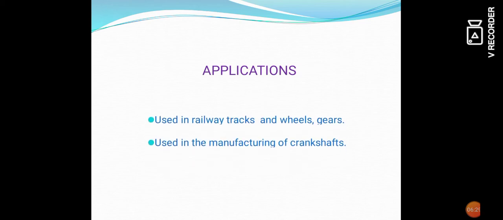Now let us see the various applications of medium carbon steels. The medium carbon steels are used in railway tracks and wheels and also in the manufacturing of gears. They are used in the manufacturing of crankshafts.